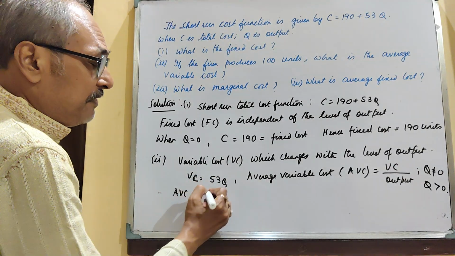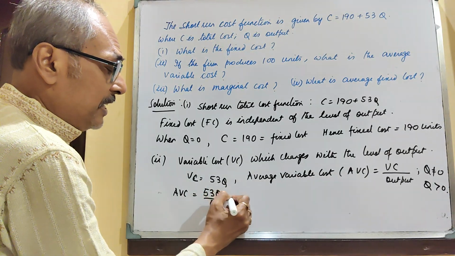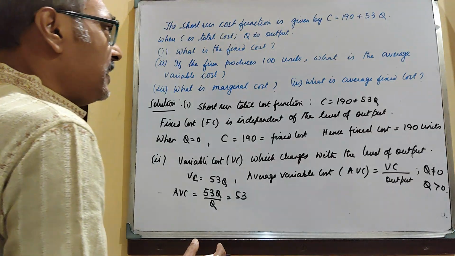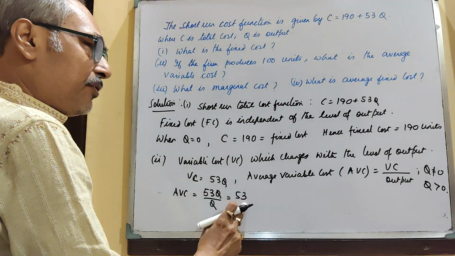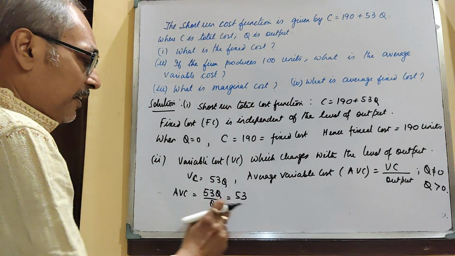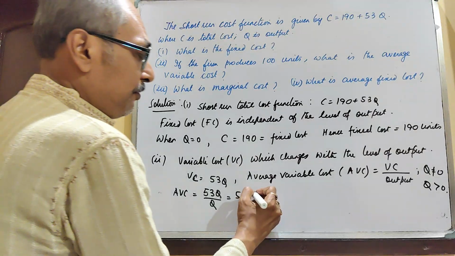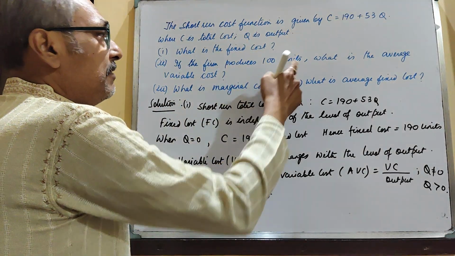Therefore, this is the VC. AVC, average variable cost, is 53Q by Q. It becomes 53. Therefore, it is a constant number. If the firm produces 100 units, it is 53. If the firm produces 2 units, it is also 53. Therefore, the average variable cost is 53 units if the firm produces 100 units.